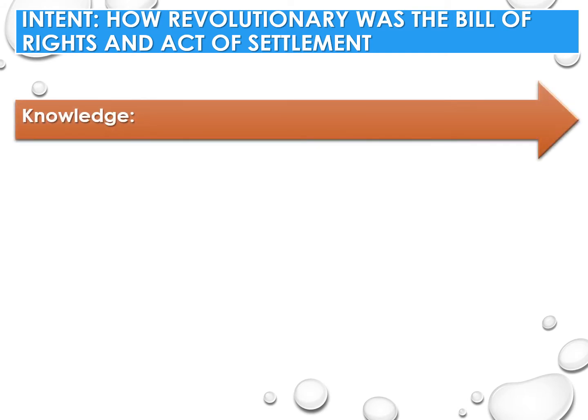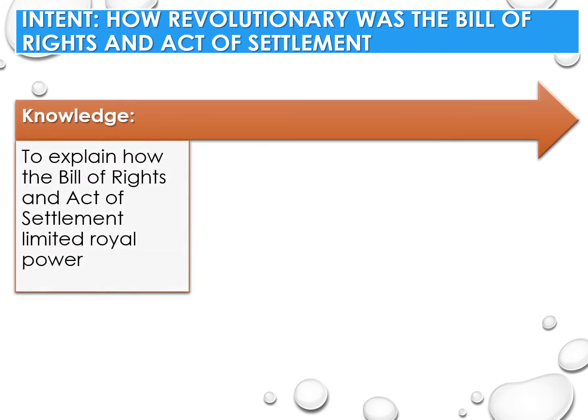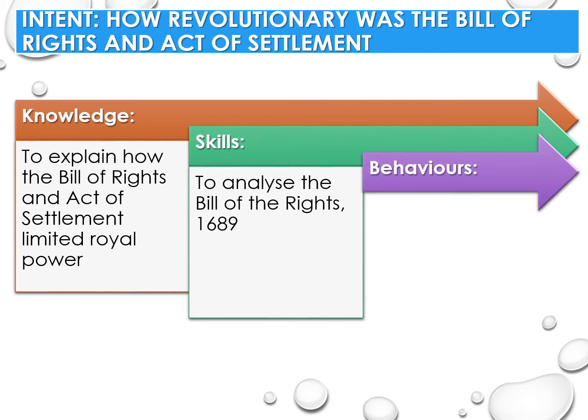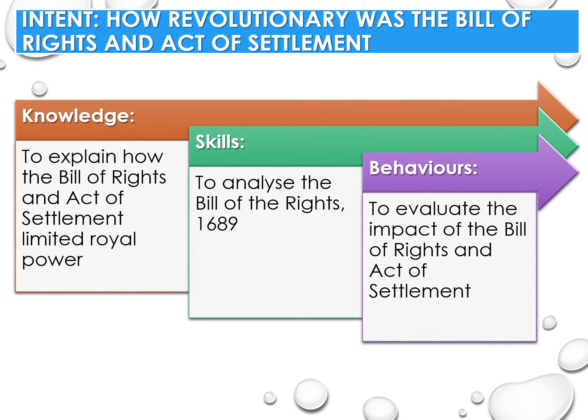Knowledge-wise, you'll be able to explain how the Bill of Rights and Act of Settlement limited royal power. Skills-wise, to analyse the Bill of Rights, 1689, find 9 of its clauses. And behaviourally, to evaluate the impact of the Bill of Rights and Act of Settlement and make a judgment on which one had the most impact on royal power.